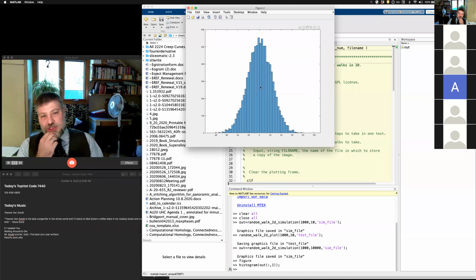So what does this shape look like? What distribution does this look like to you guys? A bell curve. It's a bell curve, right? So this is a Gaussian distribution. The position in either x or y is approximately Gaussian, centered on the origin. So there's a much higher frequency of finding things near where they started than farther out.